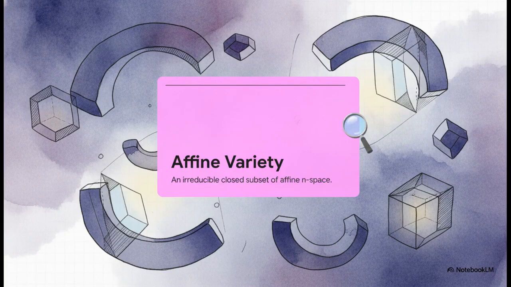So, now we're finally ready to define an affine variety. An affine variety is simply a non-empty algebraic set that is irreducible. That just means you can't break it down or express it as the union of two smaller, distinct closed shapes. Think of an affine variety as a foundational, unbreakable building block of geometry in standard space. It really is a fundamental atom of algebraic geometry.